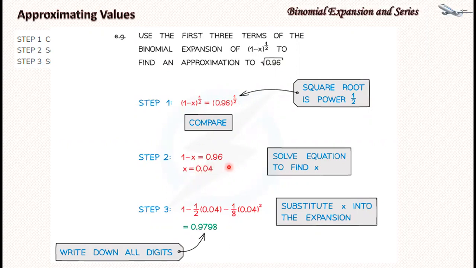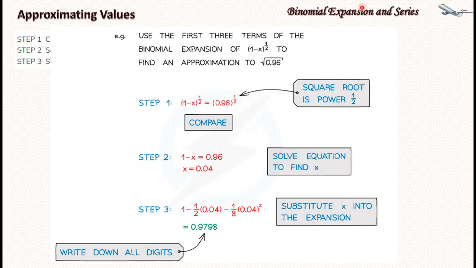Now, whenever you're asked to approximate, you can use just the terms up to x squared. You can always end with the term in x squared. If I expand (1 minus x) to the power of a half, what does that give me? It gives me 1 minus a half x minus 1 over 8 x squared. And from this, my x is equal to 0.04. I now substitute this value here, and the expansion gives me 0.9798.